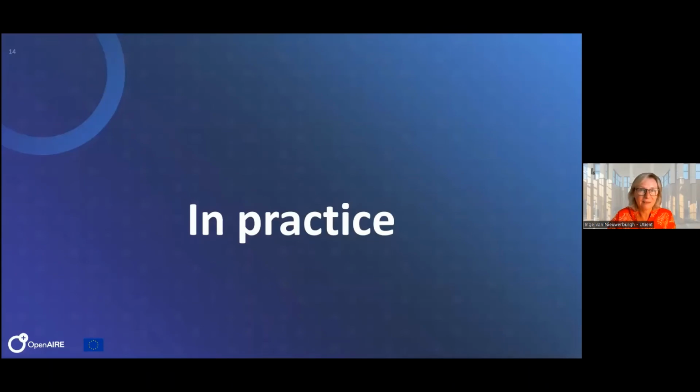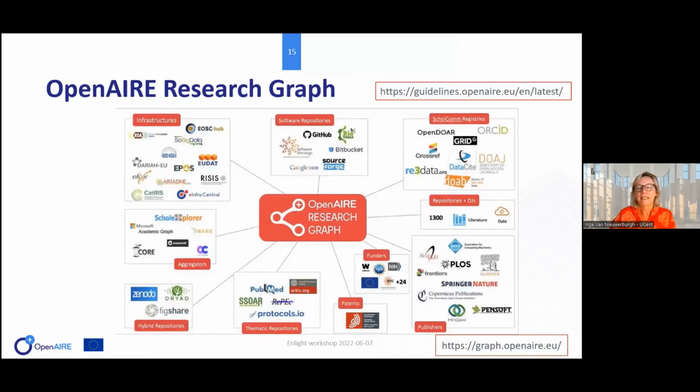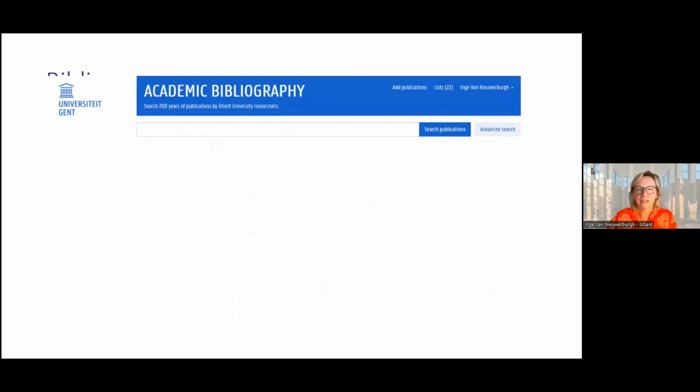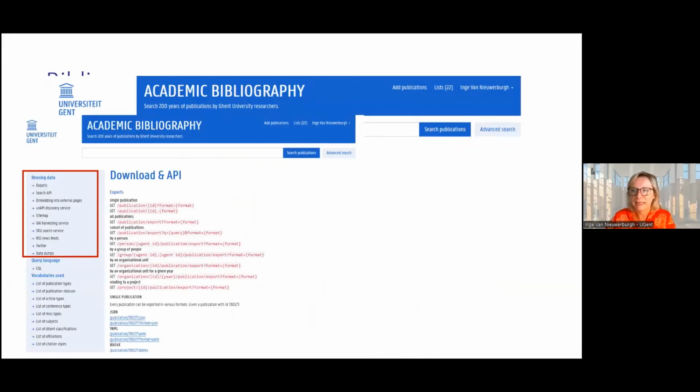What does it mean in practice? That is also what we want to address today. I'm giving the example of the Ghent University repository. So I again refer to the OpenAIRE research graph, where you have a lot of literature and data repositories that are connected to OpenAIRE through the OpenAIRE guidelines. I've added a link to the guidelines. So what does it mean? Biblio is our academic bibliography of Ghent University with a lot of publications in it. So that is a publication repository, an example of a literature repository.